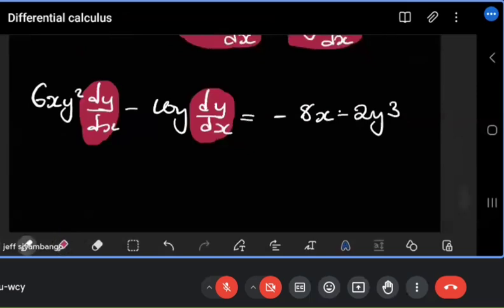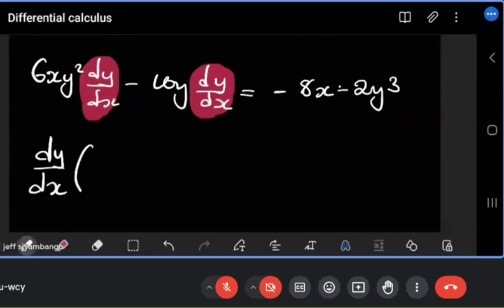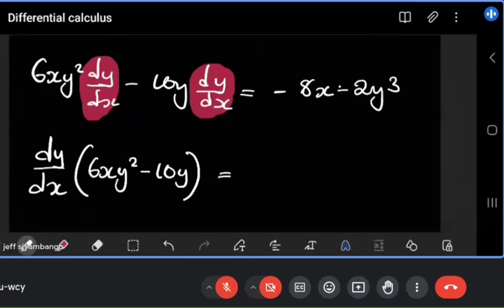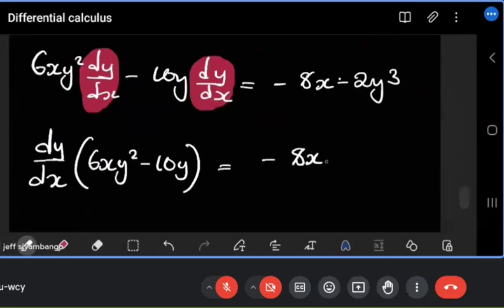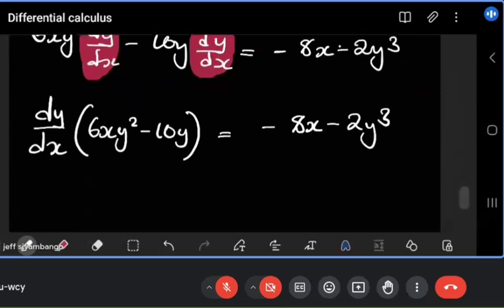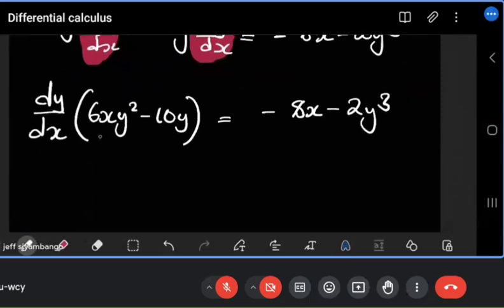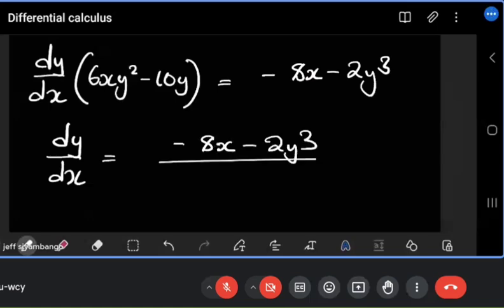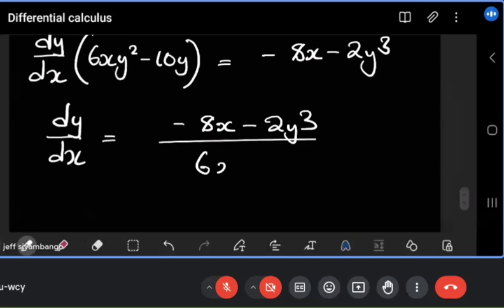And we see that we have dy dx here. This will be 6xy squared minus 10y. On the right, this will still be the same. Okay, so once that is done, now divide both sides by this part here, so that finally our dy dx will be equal to minus 8x minus 2y to the power 3 divided by 6xy squared minus 10y.